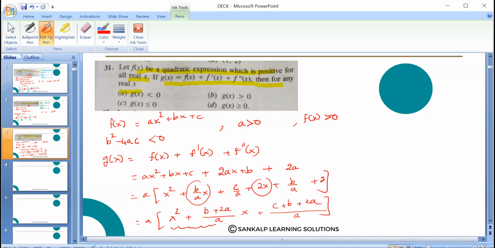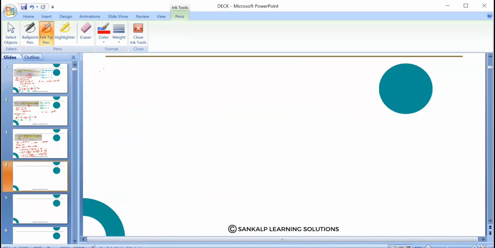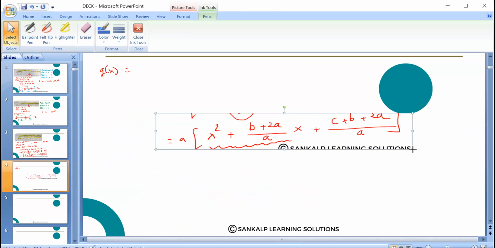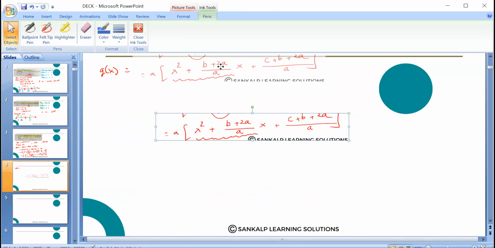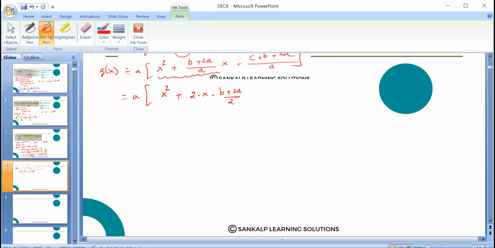Now I will take these two terms and square it. I'll make a perfect square. So I'll simplify this g of x. In the next page, I will write g of x equal to this entire thing and simplify. How? A into a square plus 2 into A into B. B plus 2A by 2.